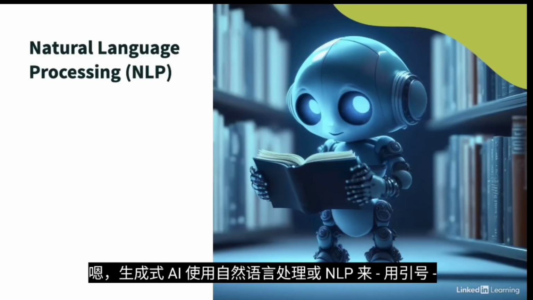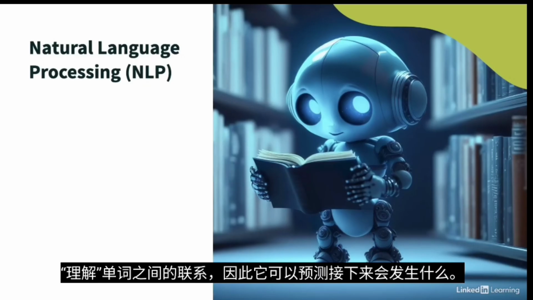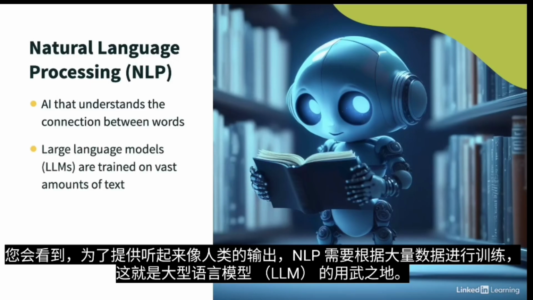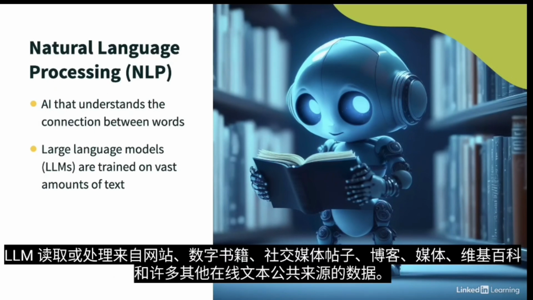How does it do that? Well, generative AI uses natural language processing, or NLP, to, in quotations, understand the connection between words so it can predict what might come next. You see, in order to provide a human-sounding output, NLP needs to be trained on vast amounts of data. And that's where large language models, or LLMs, come in.